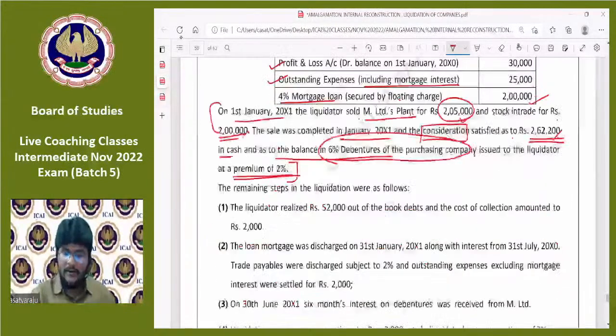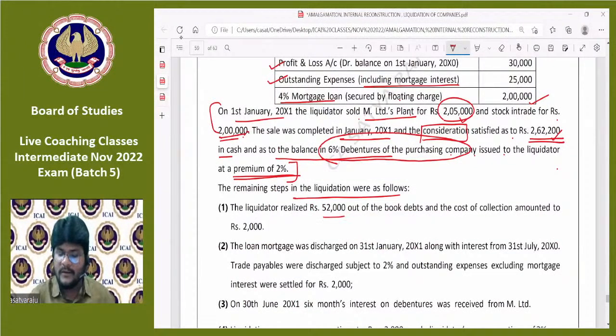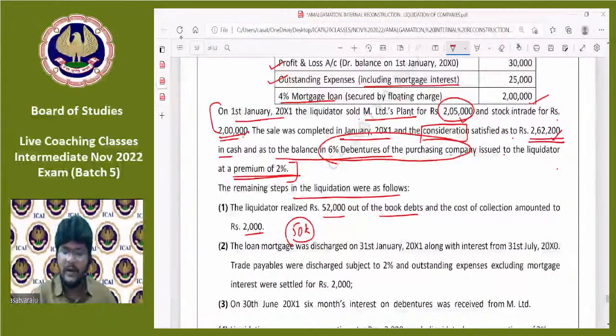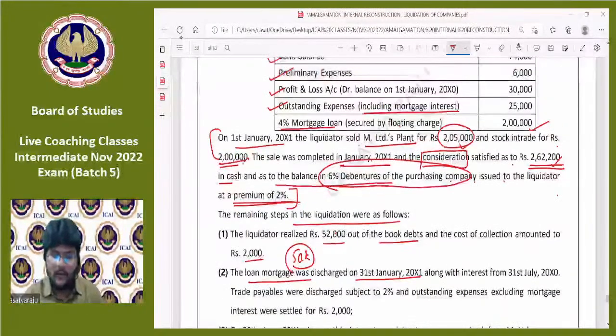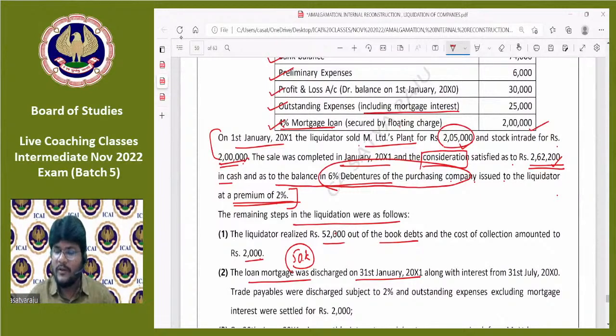Okay. The remaining steps in the liquidation were as follows. The liquidator realized 52,000 out of the book debts and the cost of collection amounted to 2,000. That means the net realization from the book debts was only 50,000. Because he realized 52,000 and realization expenses 2,000, net realization from the book debts was only 50K. The mortgage loan was discharged on 31st January 2011. If you observe, 4% mortgage loan is there, right? That mortgage loan is secured by floating charge, right? That was discharged as on 31st January 2011 along with interest from 31st July 2010.